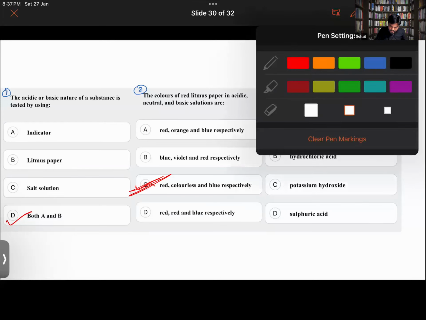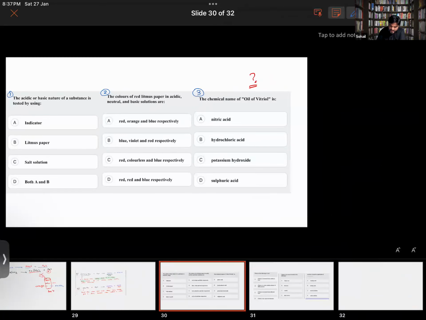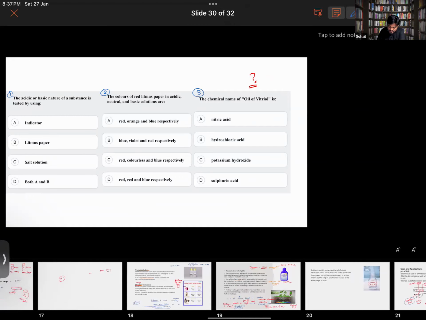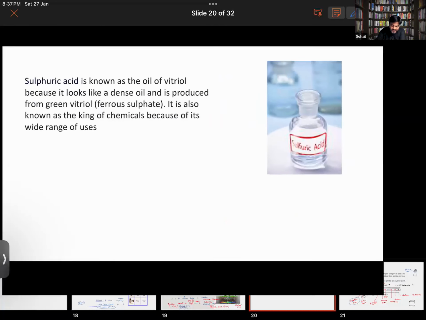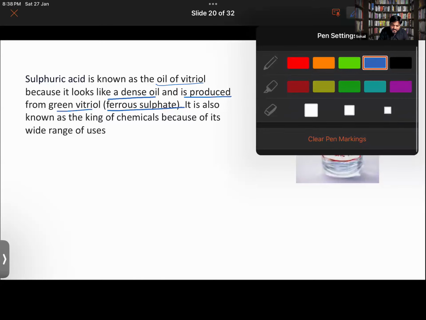See, oil of vitriol is basically a concentrated acid called sulfuric acid. Just like you have a base, milk of magnesia, that is basic by the way. Sulfuric acid is also known as the oil of vitriol because it looks like a dense oil and is produced from green vitriol, that is ferrous sulfate. So two terminologies are here.